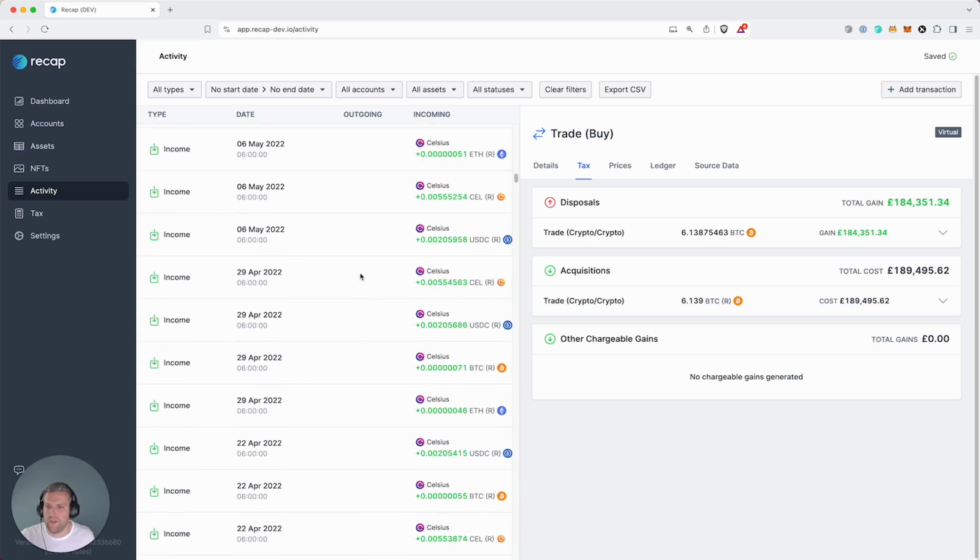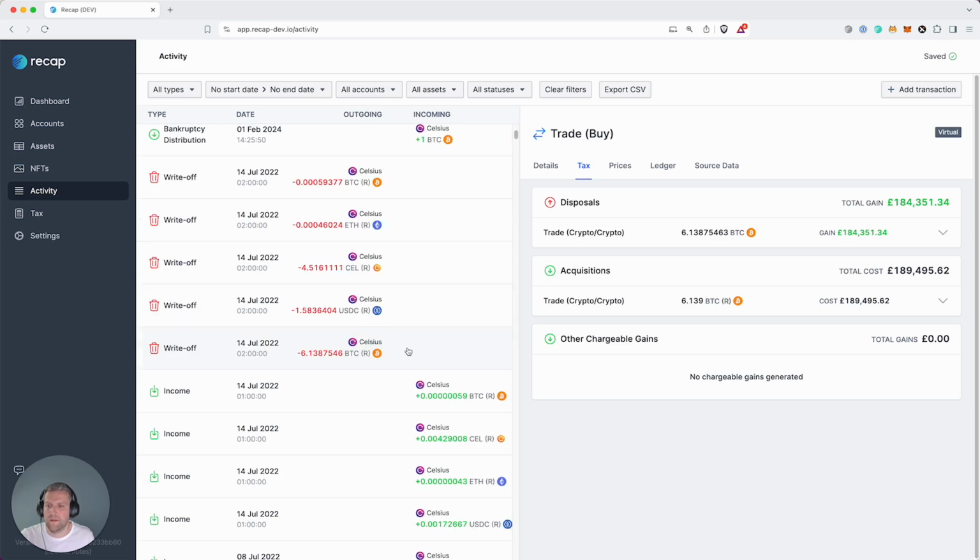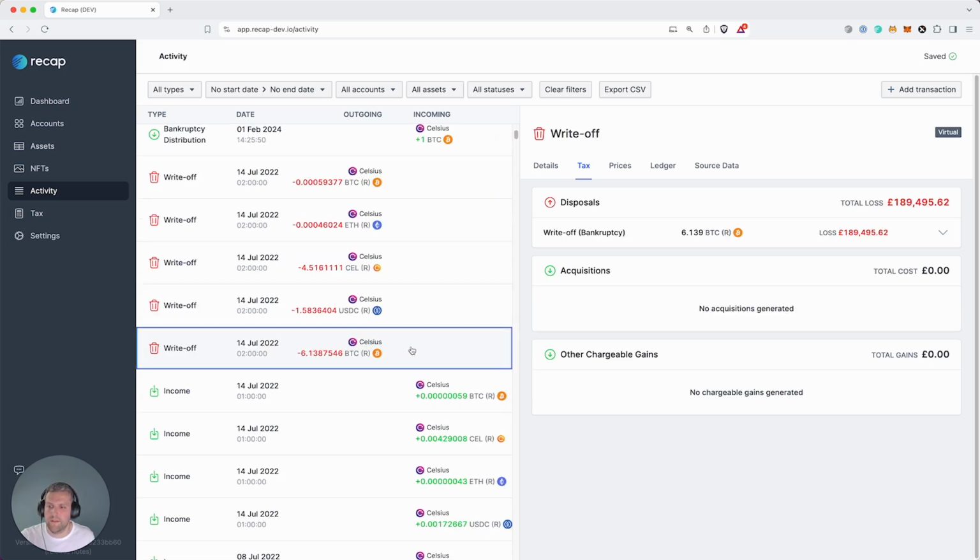However, when we get up to the petition date, this is where the terms of service that you have with Celsius become almost null and void. Your contractual rights no longer allow you to reclaim your Bitcoin. So this is where we're writing these assets off for 0. So if we look on the tax tab, we're actually selling the 6.13 Bitcoin right for 0. And it's up to you if you want to file this as a negligible value claim or if this is a genuine disposal for zero.